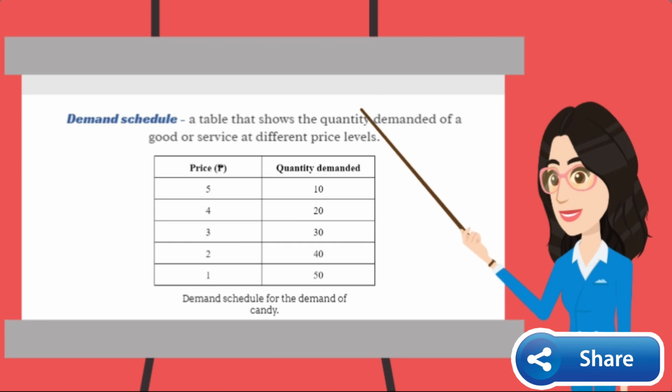This example is a demand schedule for the demand of candy. With this demand schedule, you can see the quantity demanded for different prices of candies. When the price of candy is 1 peso, the quantity demanded is 50. While when the price of candy becomes 5 pesos, the quantity demanded decreases from 50 to 10. For marketing teams or other administration, demand schedules may be useful to help determine which price is most appealing to sell their products or services.